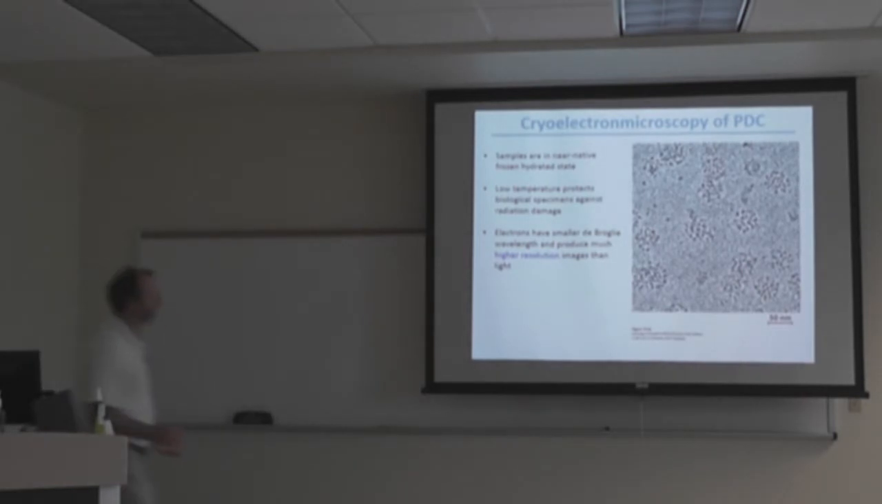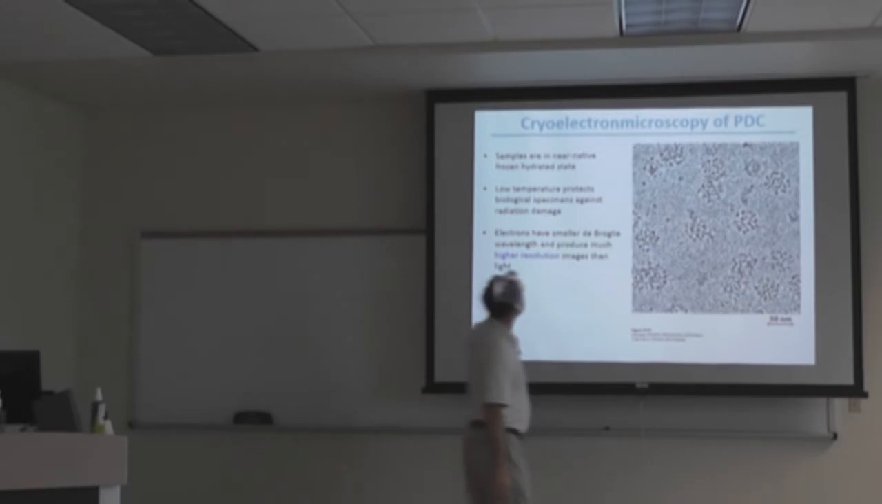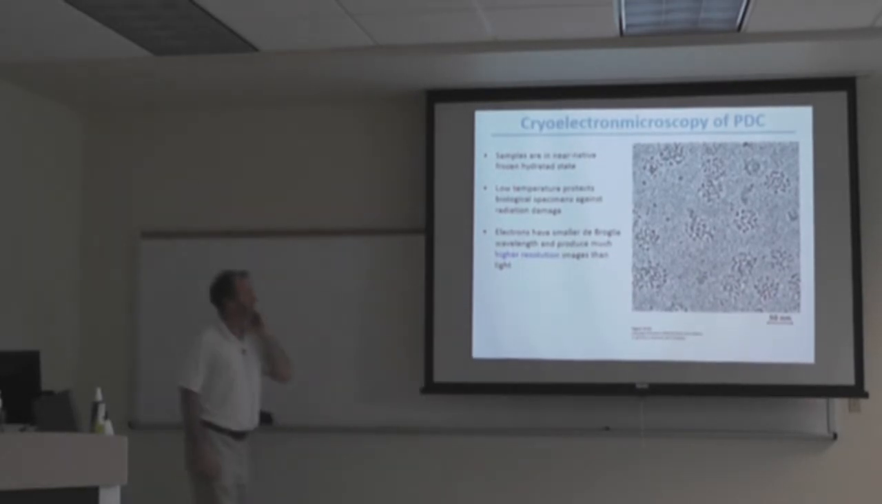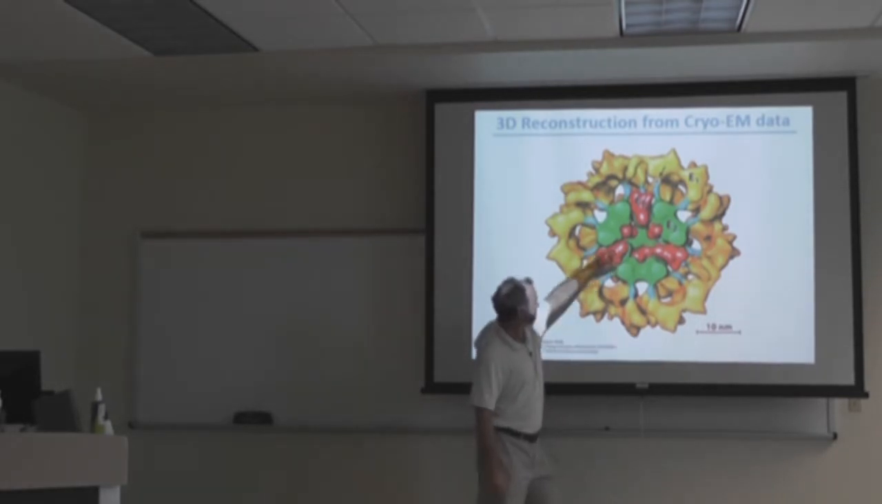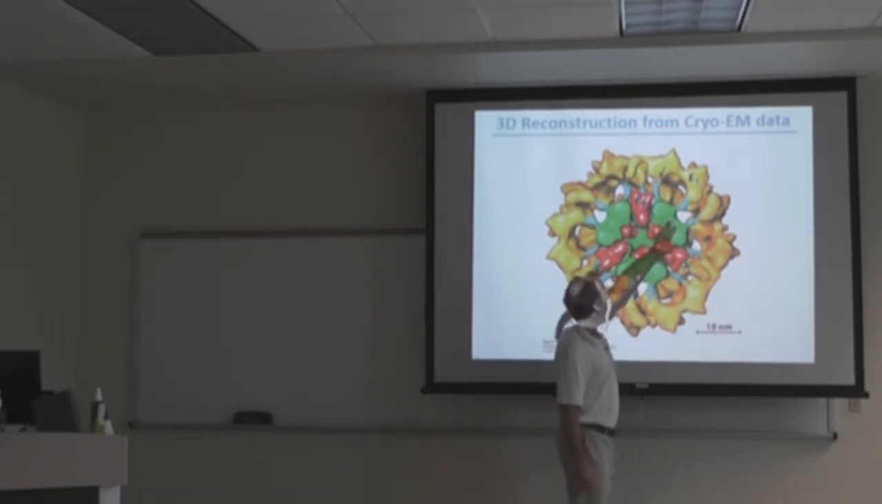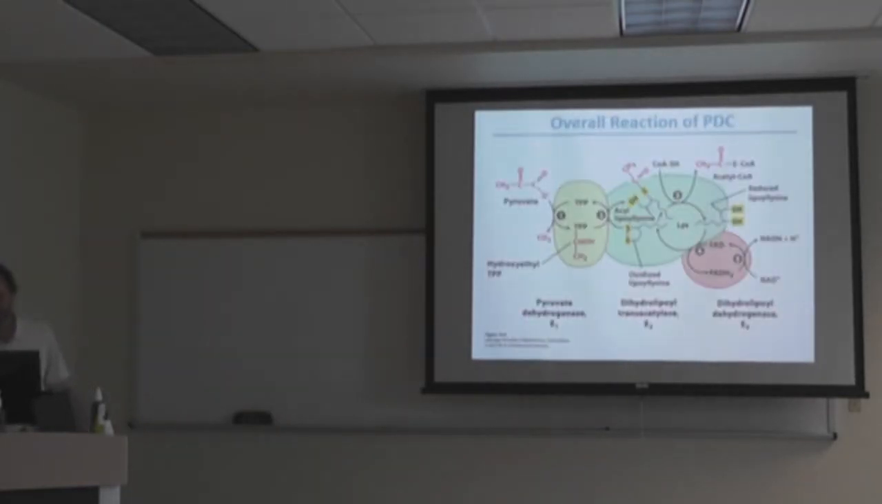Like I said, these are huge complexes. You can see them with cryo-electron microscopy. And this is basically the cryo-EM data, a 3D reconstruction of one of the complexes. 10 nanometers. You have enzyme 1, enzyme 2, and enzyme 3, and those products get channeled through there like that. And this is the overall reaction, right?